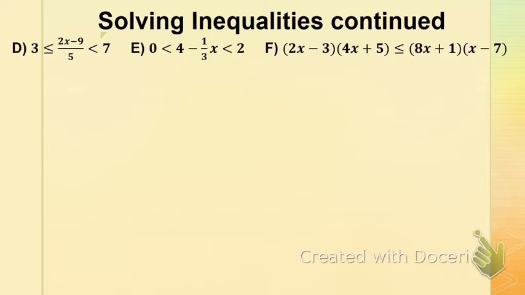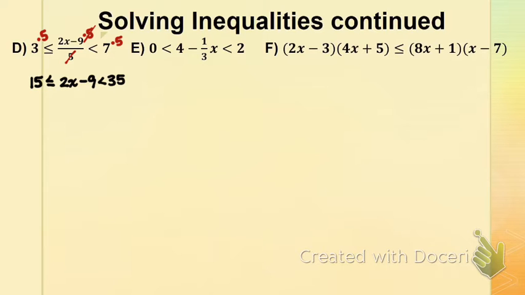Where do you think I should start on problem D? Multiply everybody by 5. Yes, let's get rid of that denominator. So I have to multiply the 3 by 5, I have to multiply my fraction, and I have to multiply the 7. So my 5s are going to cancel here. And I would have 15 is less than or equal to 2x minus 9 is less than 35.